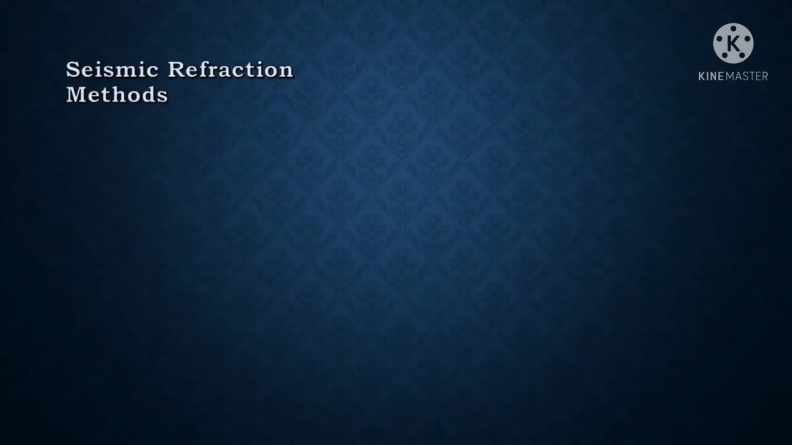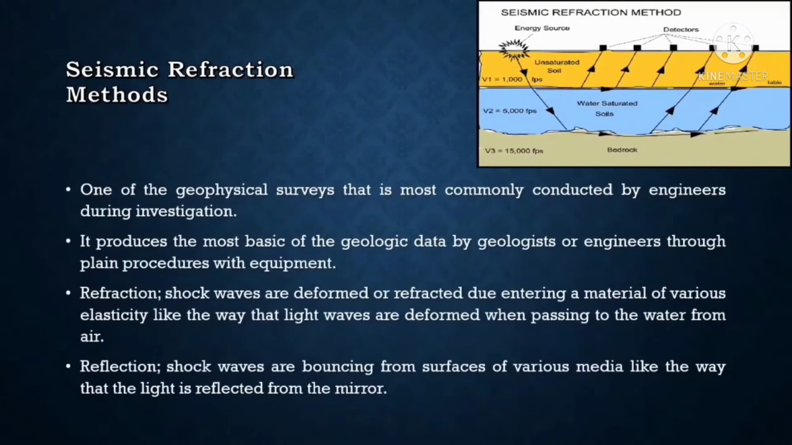Seismic refraction methods. This is one of the few geophysical surveys most commonly conducted by engineers during investigation. It produces the most basic geologic data for geologists or engineers through plain procedures with simple equipment. Refraction shock waves are deformed or refracted when entering materials of various elasticity, like the way light waves are deformed when passing from air into water. Reflection shock waves bounce off the surface of various media, like the way light is reflected from a mirror.